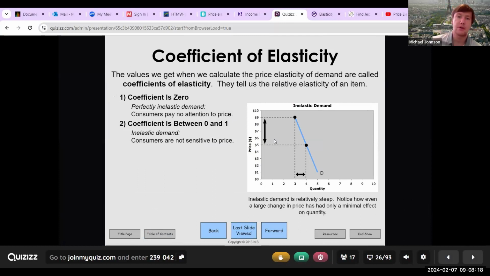Coefficient is between 0 and 1, inelastic demand. So because consumers are not sensitive to price. So can you think of, yeah, so Jenny's right. So necessities would fall under that. So consumers are not sensitive to price for inelastic demand. So for necessities, they will buy them regardless of price. They're not sensitive to price.